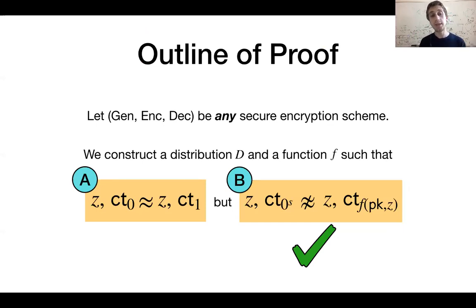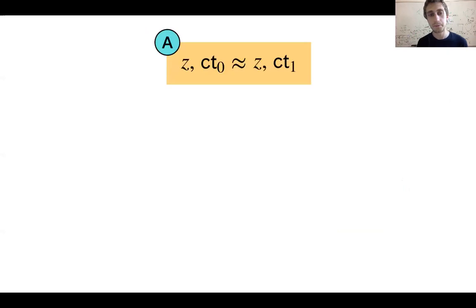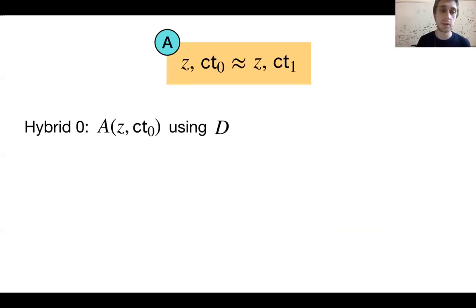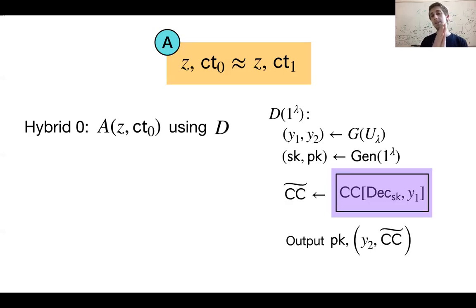Next, we need to show that semantic security still holds. To do this, we're going to use a sequence of hybrids. For our first hybrid, hybrid 0, we look at the output of any distinguishing adversary A on auxiliary input and a ciphertext for 0 using the distribution D, where recall this is the distribution where the PRG outputs 2 values, you sample the keys honestly, you construct this obfuscated circuit, and output the relevant information.